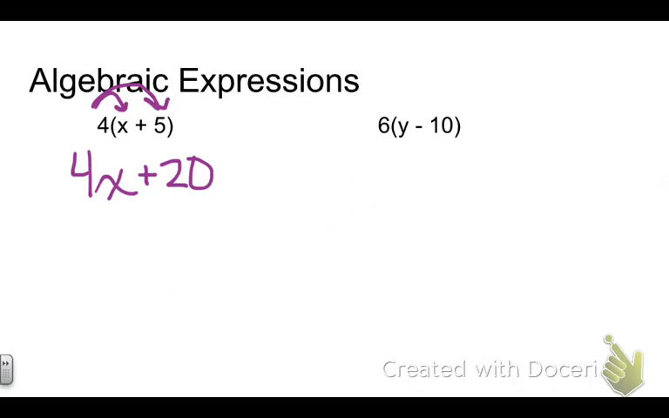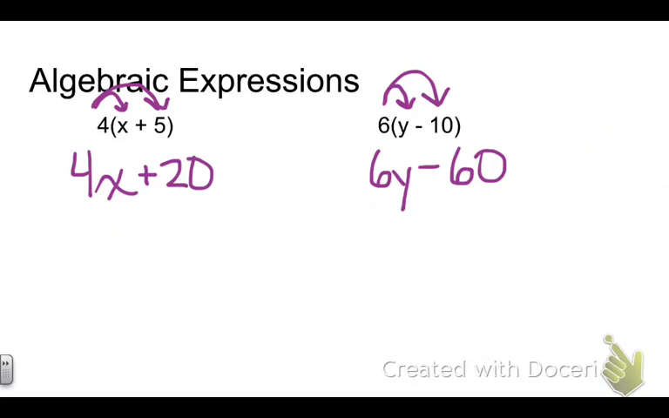All right, same thing for the second example. It's just being subtracted instead of added, but we can't take 10 from y. We have no idea what y is. So we're going to multiply. 6 is being multiplied by everything in those parentheses, so multiply 6 by everything in the parentheses. 6 times y is 6y, and 6 times negative 10 is negative 60.